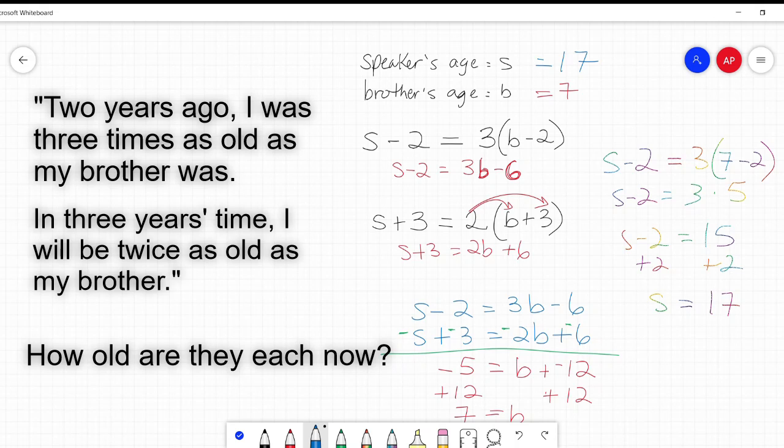And if we go into the original problem and just double check it, what were we told again? 2 years ago, the speaker was 15. I was 3 times as old as my brother. Well, the brother would have been 5. 5 is a third of 15. 5 times 3 is 15. Hey, that works. And the other one says in 3 years' time, so 3 years later, he'll be 20, and the brother will be 10. In 3 years' time, I will be twice as old as my brother. Yeah, 20 is twice 10. So that's our answer.